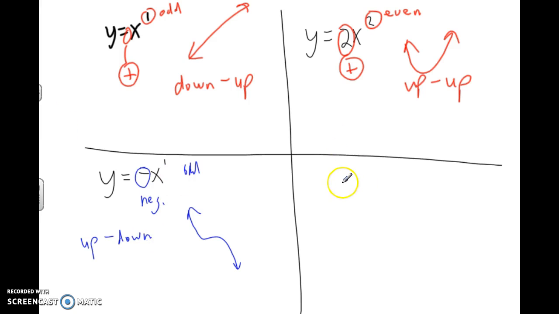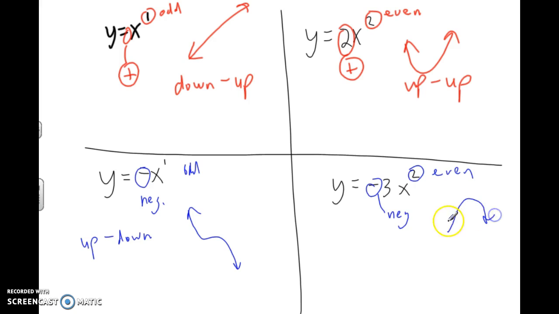And finally, we have the last case, which is a negative x squared. So this is negative, and this is even. Negative and even always has the same behavior. It looks like that. It's going to be down, down. So those are the four cases. You have to think about the degree. The very first term, the monomial with the largest degree, is going to determine that.